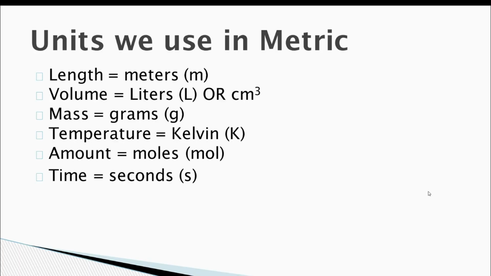Time is measured in seconds because most of the time when something's happening that you're measuring time for, you're measuring it in seconds. But of course, we can use minutes, hours, whatnot. That's not very different from what you're used to.